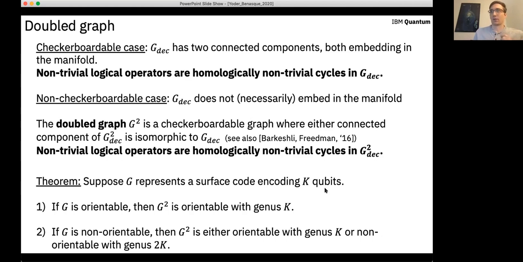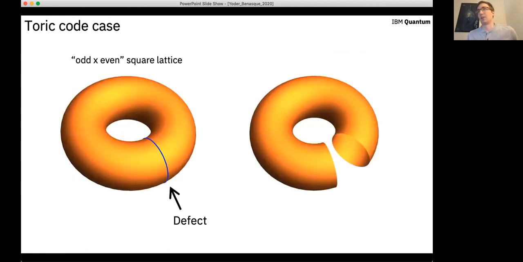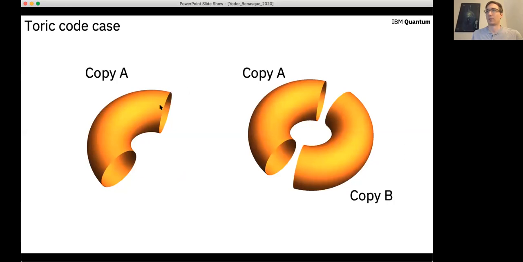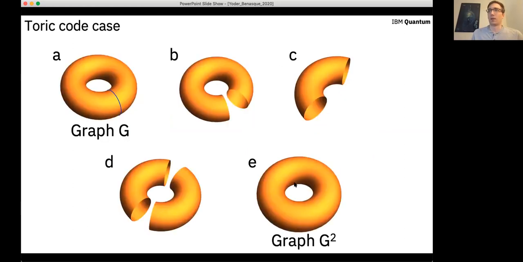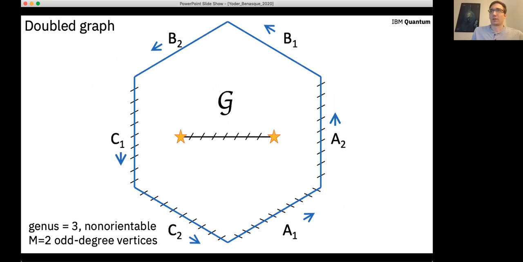So how do you construct the doubled graph? Basically, you look at where your defects are. For instance, if we have an odd by even square lattice in the toric code, you can cut along that defect and then take 2 copies. After we cut, we take 2 copies and glue them together along that cut. In this case, it happens that the graph G squared is also embedded on the torus, because we do this gluing and we get a torus back. More generally, that's not going to happen.